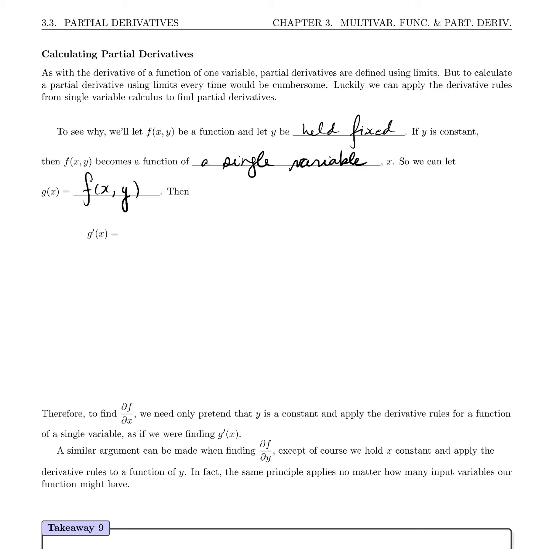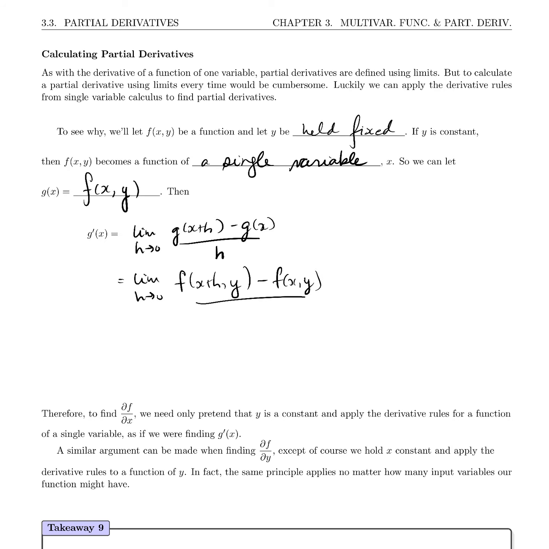Then g'(x) is defined, you'll remember, as the limit as h goes to 0 of [g(x + h) - g(x)] over h. But g(x) is f(x, y) with some constant y. So that means this is the limit as h goes to 0 of [f(x + h, y) - f(x, y)] over h. But that is exactly the definition of the partial derivative of f with respect to x.